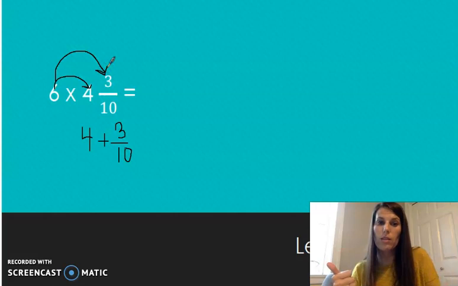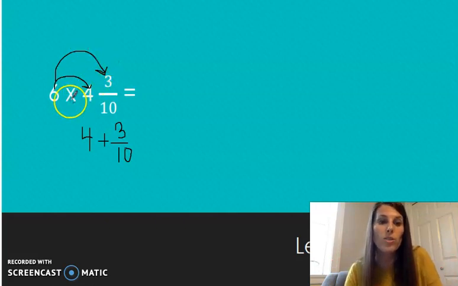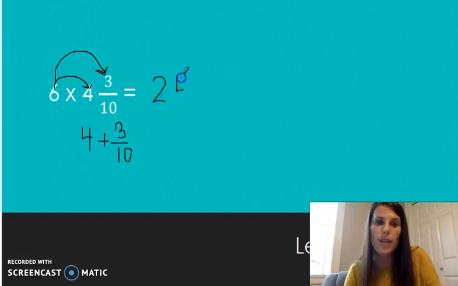It is 4 and 3/10 plus 4 and 3/10 plus 4 and 3/10 plus 4 and 3/10 plus 4 and 3/10, six times in all. So we're distributing that 6 across the whole number. We're distributing the 6 across the 3/10. When you do that, 6 times 4, you're going to get 24. You can write that down. And then you're going to do 6 times your 3/10. So again, it's that 6 over 1. So it is the 6 times the 3, which is 18. And then you're multiplying across your denominators, your 1 times 10, which gives you 10.